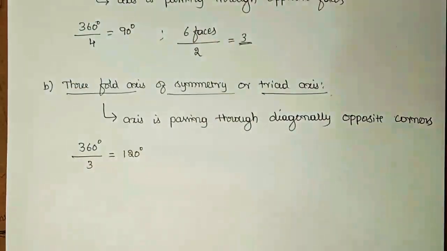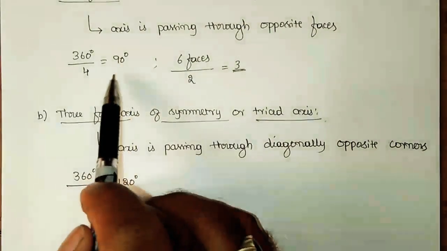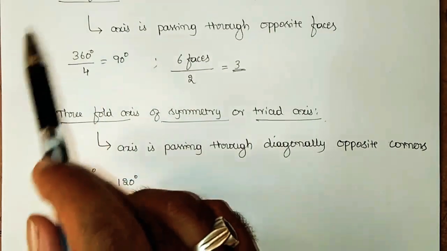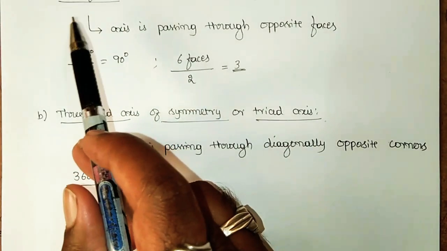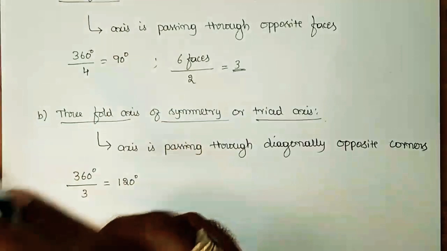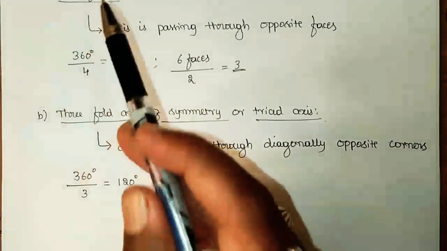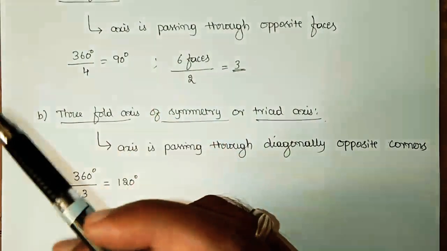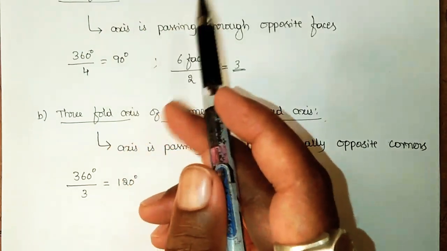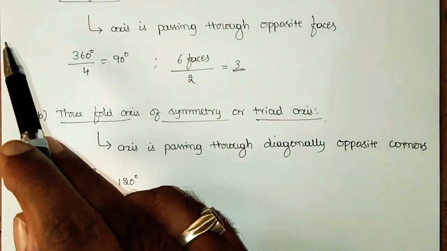And here, in case of the fourfold axis of symmetry, when you are giving the first, second and third rotation, the appearances are similar to the original, and the appearance you will get after the fourth rotation will be the same as that of the original.